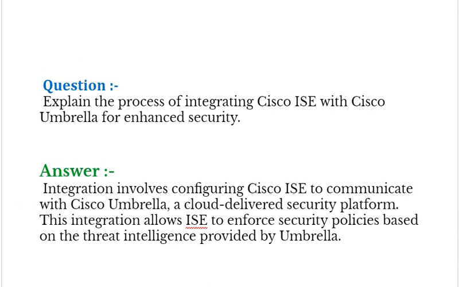Our next interview question is: explain the process of integrating Cisco ISE with Cisco Umbrella for enhanced security. Your answer should be: integration involves configuring Cisco ISE to communicate with Cisco Umbrella, a cloud delivered security platform. This integration allows ISE to enforce security policies based on the threat intelligence provided by Umbrella.